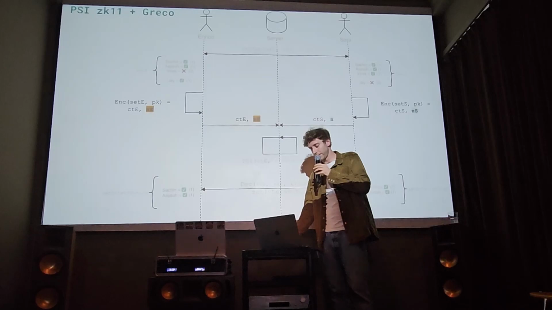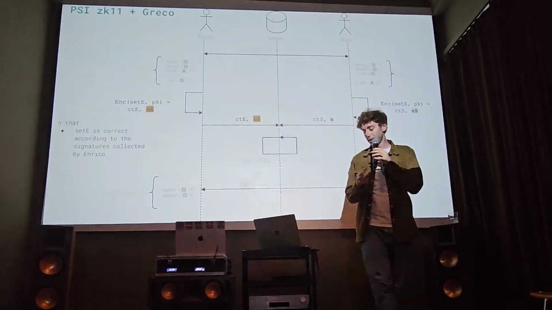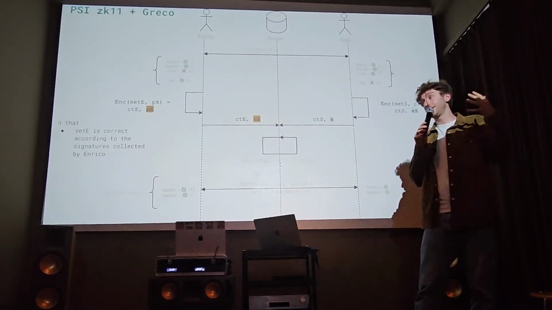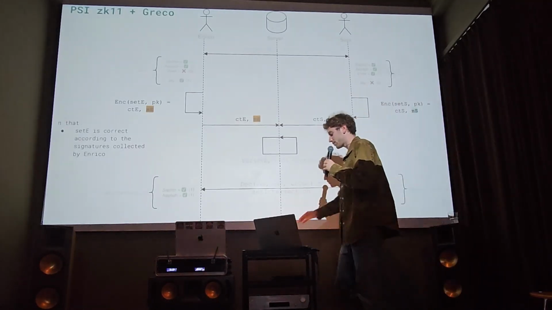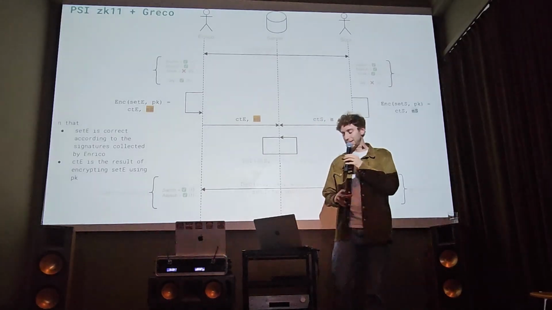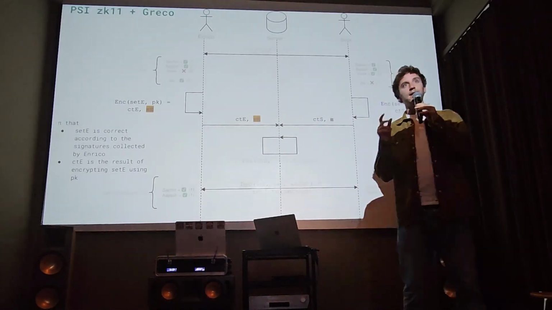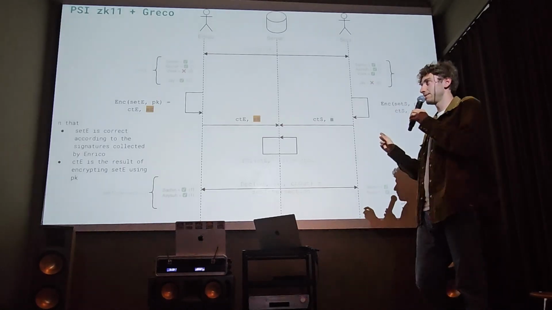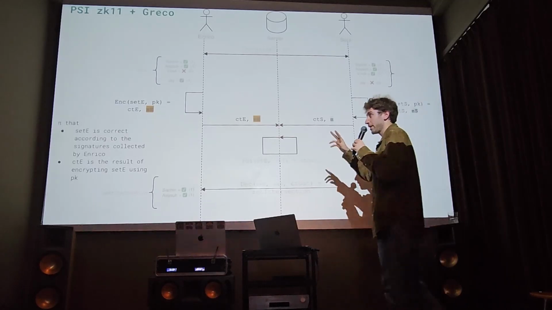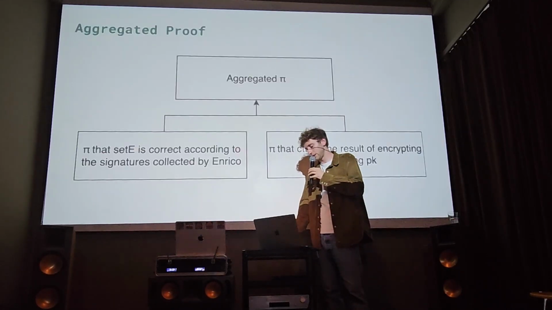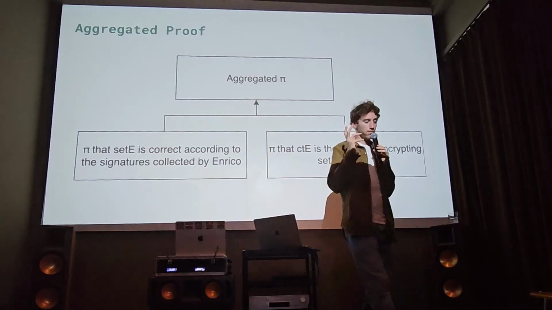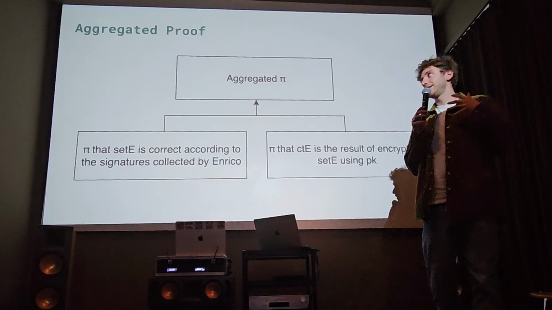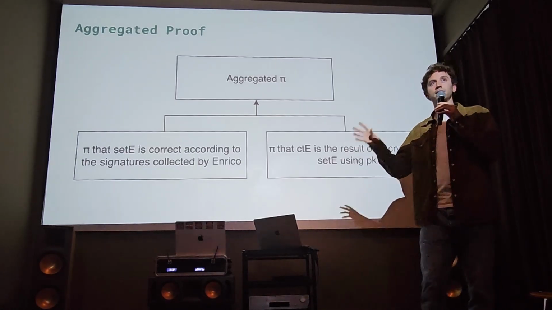And what is the proof? What's this proof proving? So it's proving 2 statements. One is that the set E is correct according to the signature collected by Enrico. And the second thing is that ciphertext E is the correct result of encrypting set E using the public key. So these are 2 different statements. Now we're going to analyze them more specifically and try to understand how we can build this type of proof.